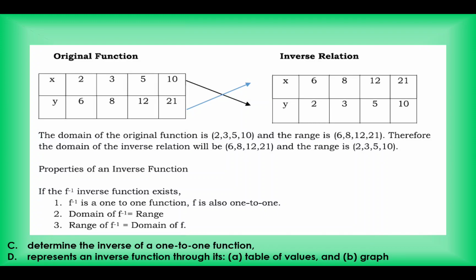Sa ating original function f, you can see that the ordered pairs are (2, 6), (3, 8), (5, 12), and (10, 21). In our reverse function, or the inverse of the function, we'll have (6, 2), (8, 3), (12, 5), (21, 10). So, makikita nyo na nag-reverse yung kanilang mga values and coordinates.